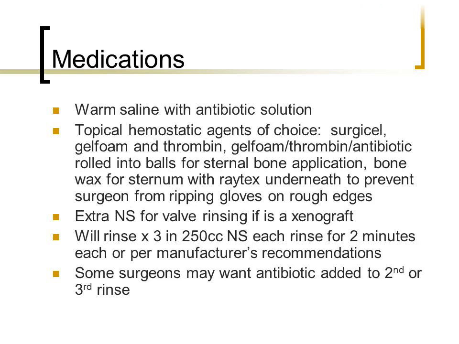Medications: warm saline with antibiotic solution. Topical hemostatic agents of choice: Surgicel, Gelfoam and thrombin. Gelfoam/thrombin/antibiotic rolled into balls for sternal bone application. Bone wax for the sternum, with latex underneath to prevent the surgeon from ripping gloves on rough edges. Extra NS for valve rinsing if it is a xenograft. Will rinse 3 times in 250 cc NS each, for 2 minutes each or per manufacturer's recommendations. Some surgeons may want antibiotic added to the second or third rinse.